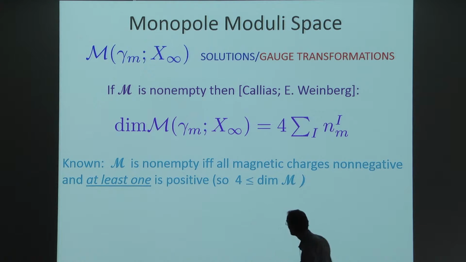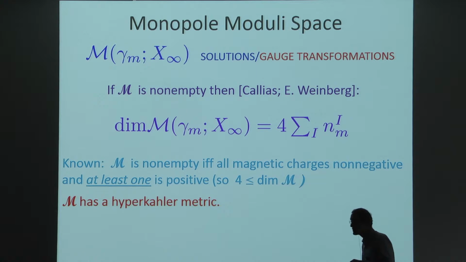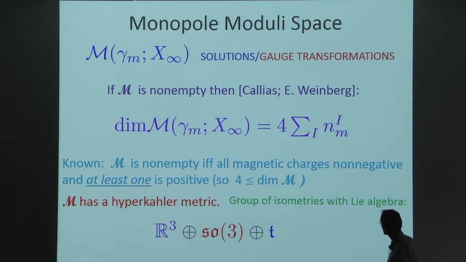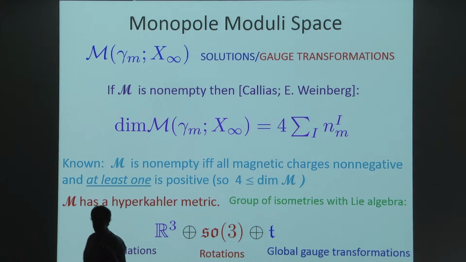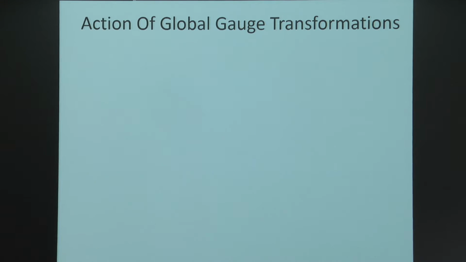Known result. Okay, in that case, M is a smooth manifold. It has a hyperkähler metric. That metric has a group of isometries with Lie algebra R3 for translations of the monopole, rotations around some origin, and global gauge transformations. Now, the global gauge transformations are going to be very important for what I talk about later in the talk, so let's make sure we're on the same page on that one.